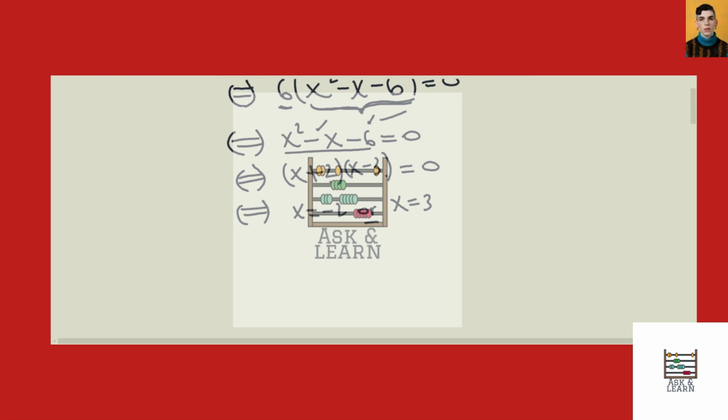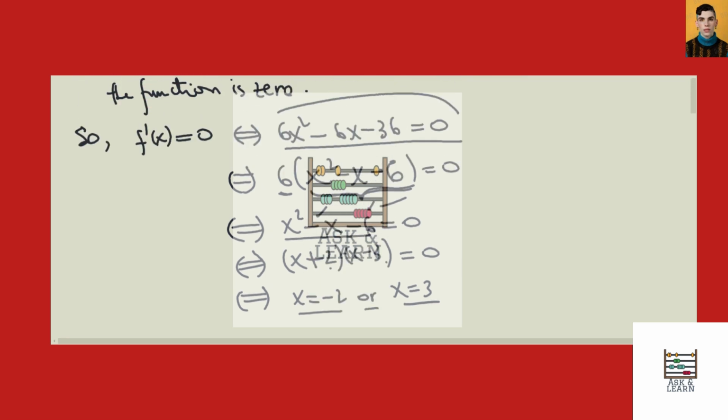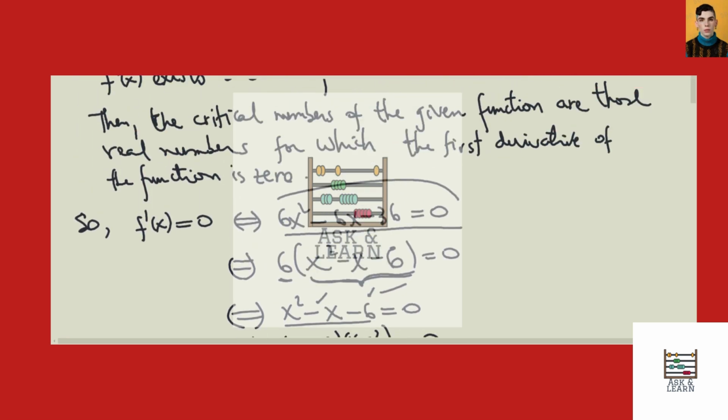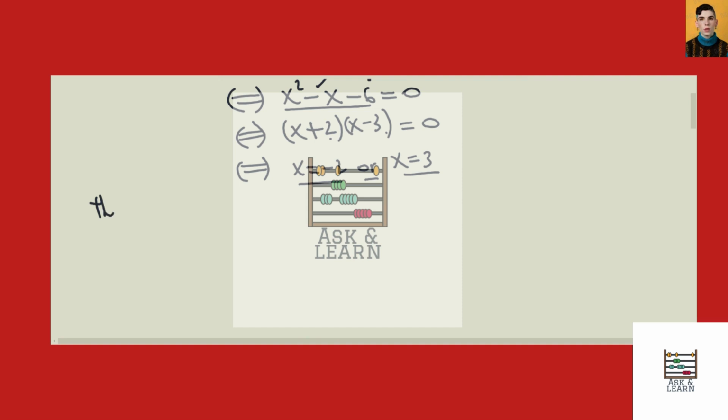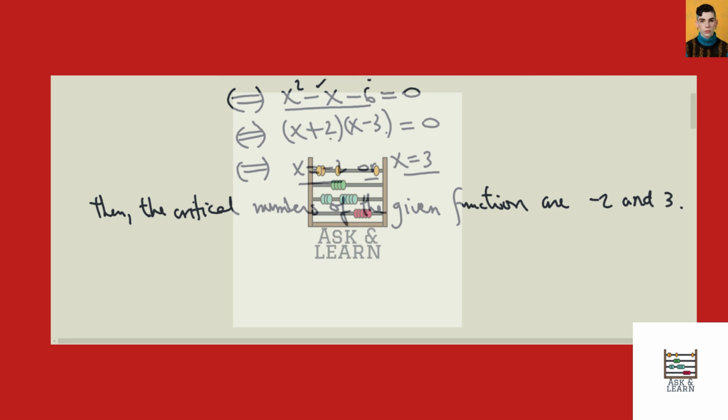So we are looking at the equivalence, but at the end we say that the two critical points are -2 and 3, because both of them fulfill the condition of being in the domain of the function, because they are simply two real numbers, and the derivative is equal to 0. So then the critical numbers of the given function are -2 and 3. And this is the answer to this problem.